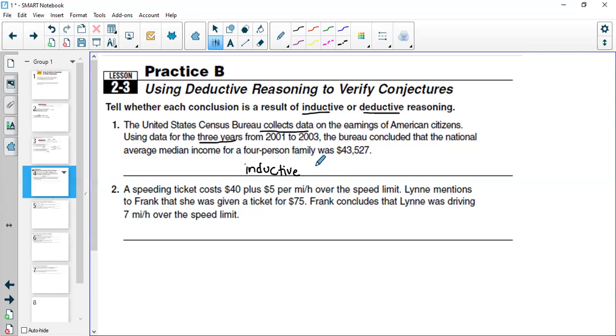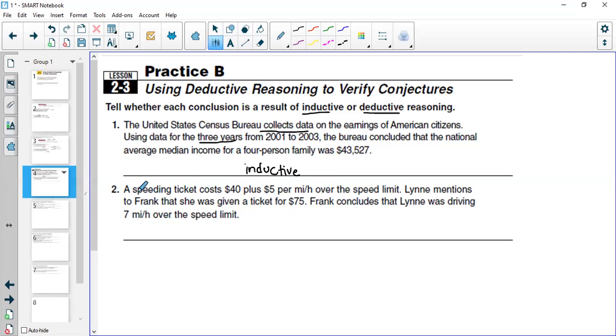They did not go deep into that and go to every household and ask how much are you earning. They didn't do that. They just took some information. They just observed the pattern which is followed in all the 3 years, and then they concluded. So that's why it's inductive reasoning.